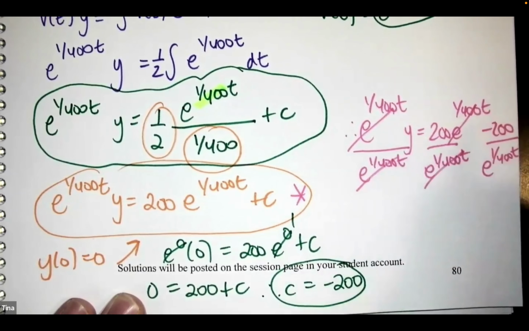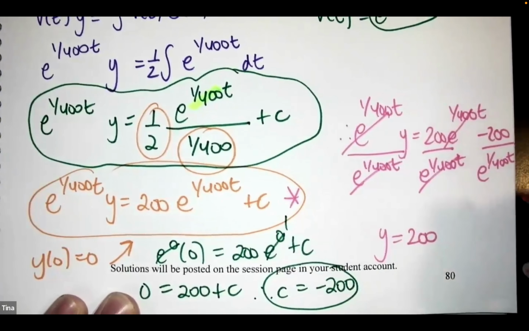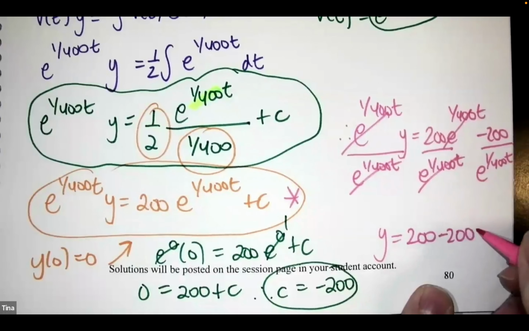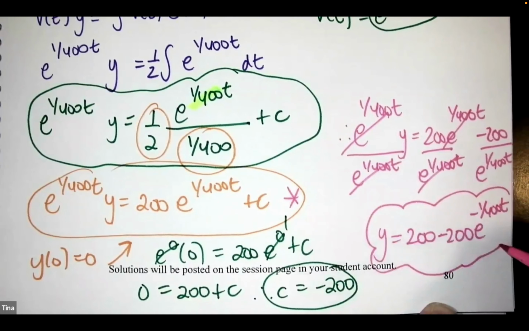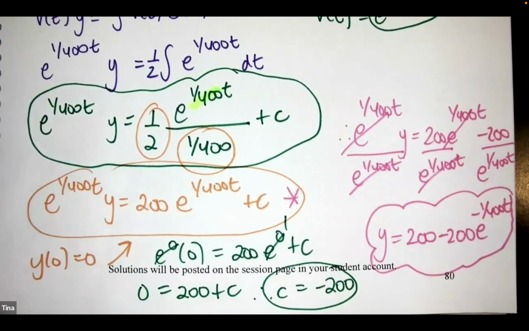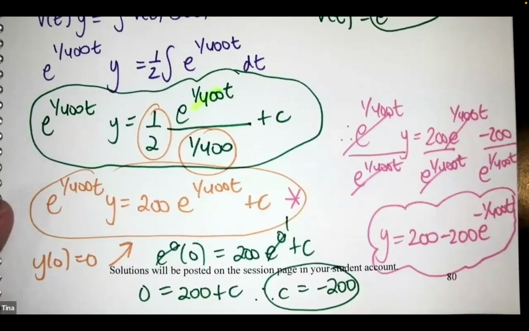Those are gone, those are gone. So y would be 200. You could leave it like this, but they'll probably write minus 200 e to the negative 1 over 400 t. So that's the equation to find the amount of salt at any point in time. If they gave you t in so many minutes, then you could put it in. But they'd have to make it pretty simple because you don't have a calculator on the exam, right?